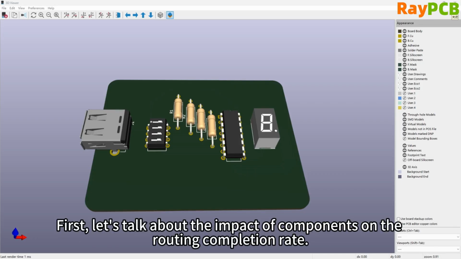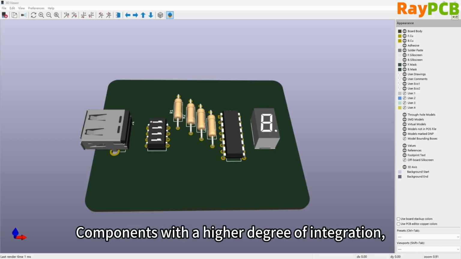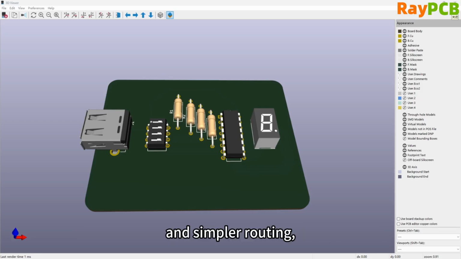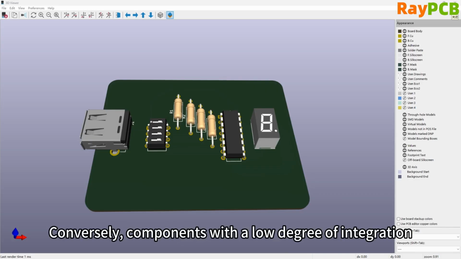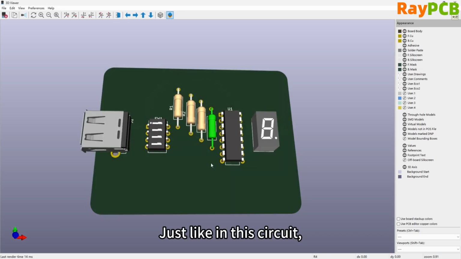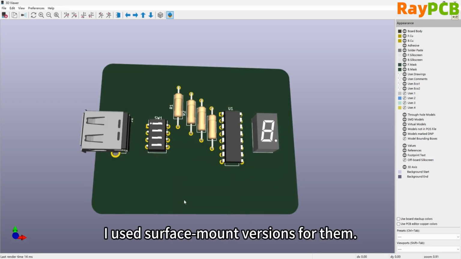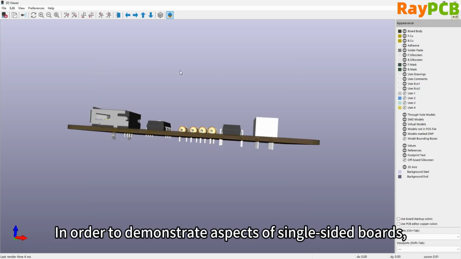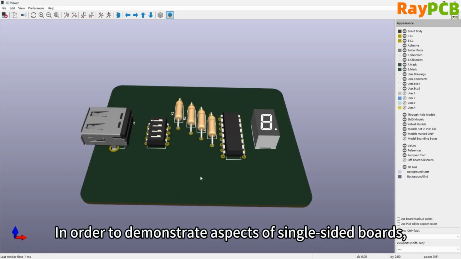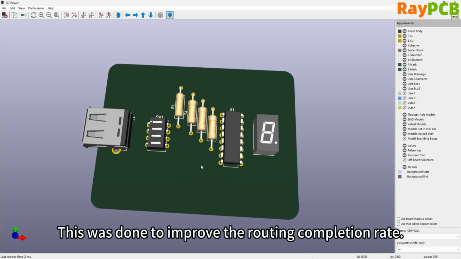The first point is the impact of components on the routing success rate. The impact of components on the routing success rate is significant. The higher the level of integration of the component, the simpler the routing, and the higher the routing success rate. On the other hand, components with a lower level of integration require more complex routing, which makes designing single-sided boards much more difficult. Take this circuit as an example. When I demonstrated it to everyone before, both the chip and the grouping I used were surface mount components. In order to show you knowledge related to single-sided boards, I replaced them with through-hole components this time, specifically to improve the routing success rate.